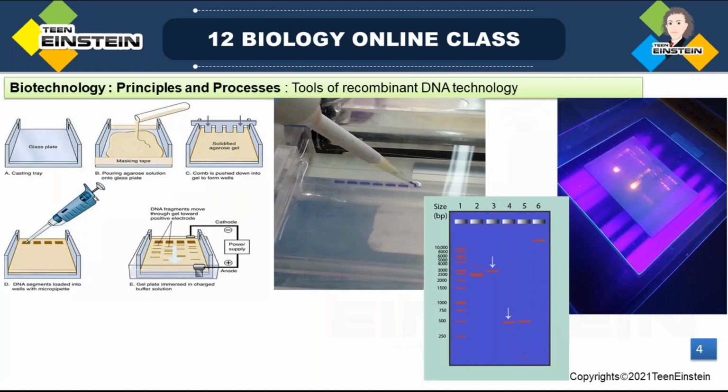Right? DNA is also negative charge. Cathode is also negatively charged. So when the power supply is switched on, after loading, that negatively charged DNA will move. It will get repelled from the cathode and it will move towards the positively charged anode.